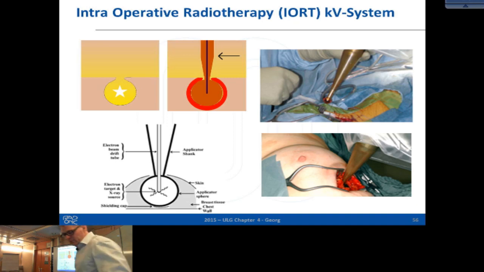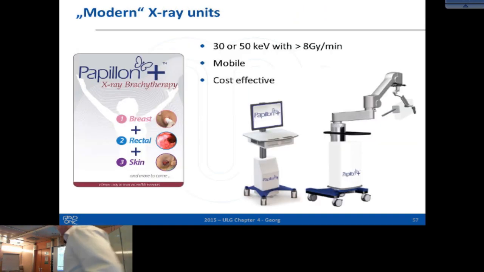And this is the principle. And the modern unit from a German provider is called the Papillon machine, with this upcoming Papillon technique for treating, in a contact therapy principle, rectal cancer or other skin lesions. And the interesting thing is that from a marketing point of view, this is called X-ray based brachytherapy. As you see it there, it's a copy of the flyer of this system.